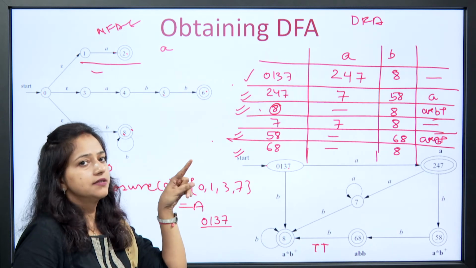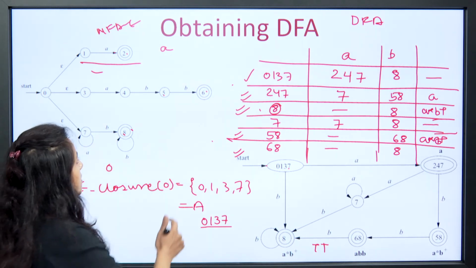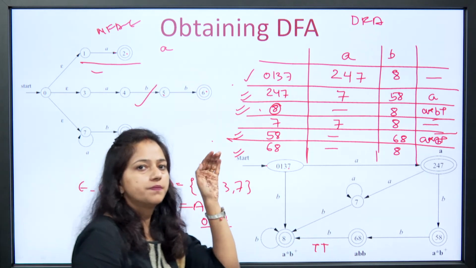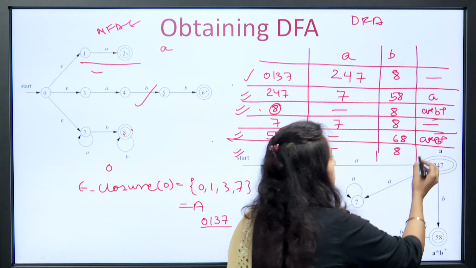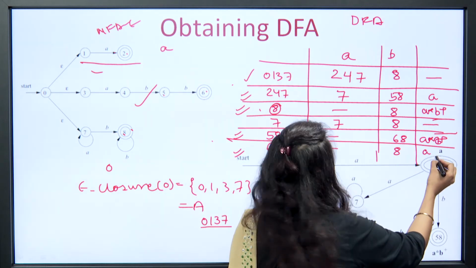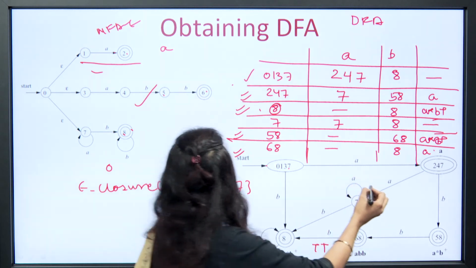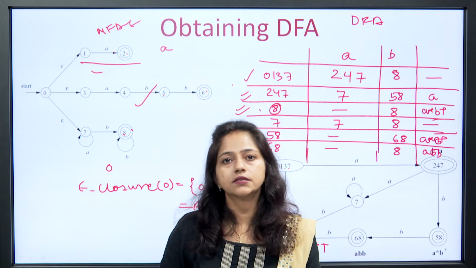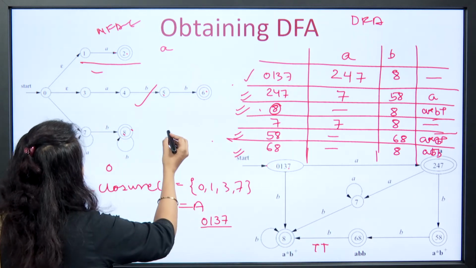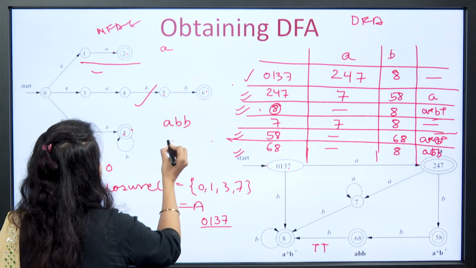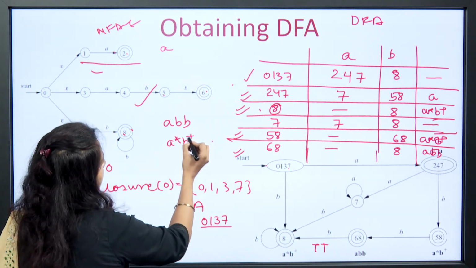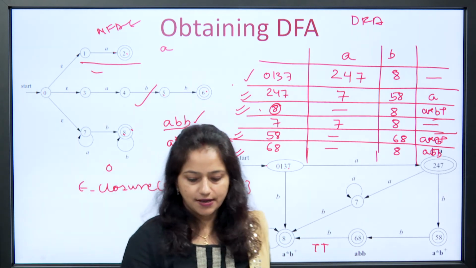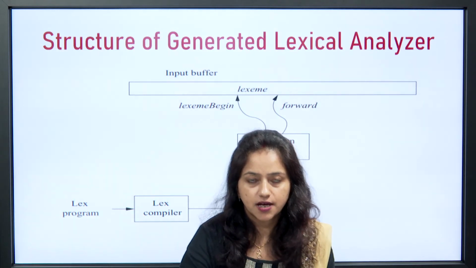If both are final states, then the token will be produced with respect to the rule that is written first. So, the one written first will get the preference, and here the token ABB will be produced. So, that is the significance of writing the rules in order. How can we check it? This is ABB and this is A star B plus, and this is a subset of that one. So, this has to be written first to get it recognized.